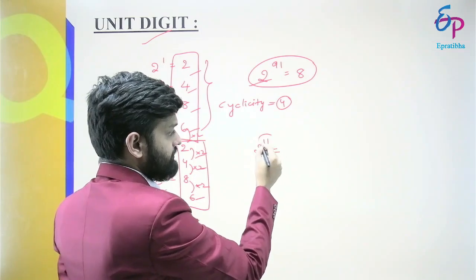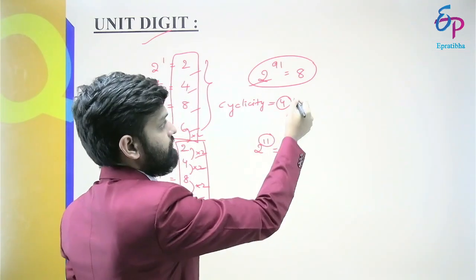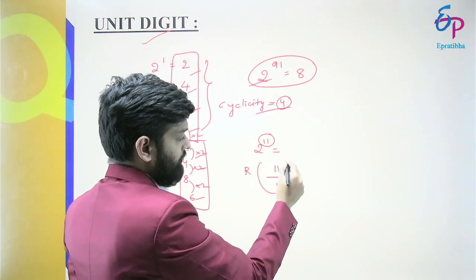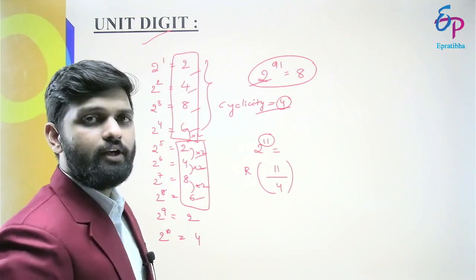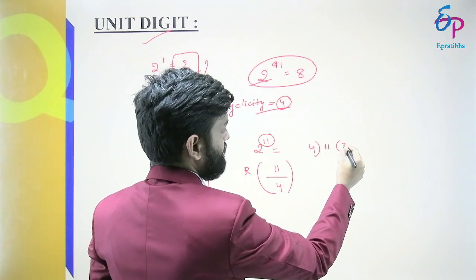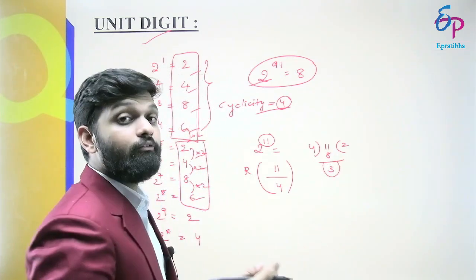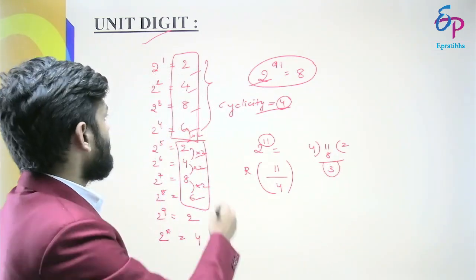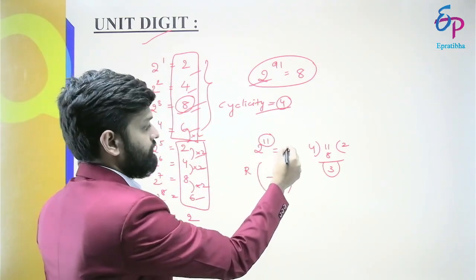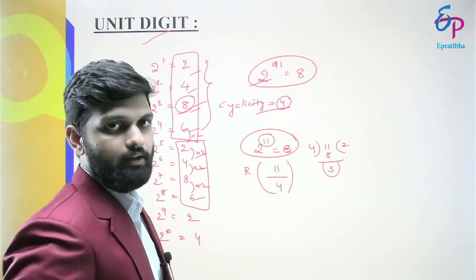What you have to do is follow 2 steps. First, divide the power by the cyclicity number, which is 4, and take the remainder. What will be the remainder when 11 is divided by 4? 4 2s are 8, and the remainder is 3. If the remainder is 3, then the third digit of the cycle is the correct answer. So the unit digit of 2 power 11 is 8.